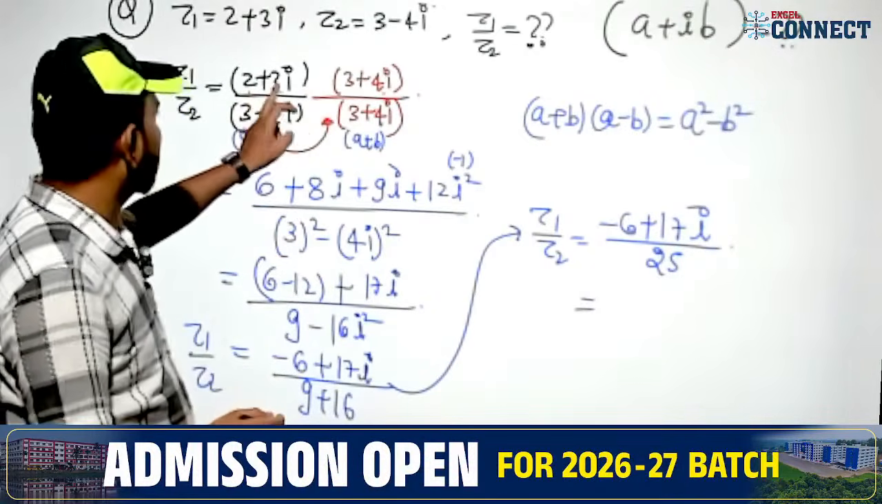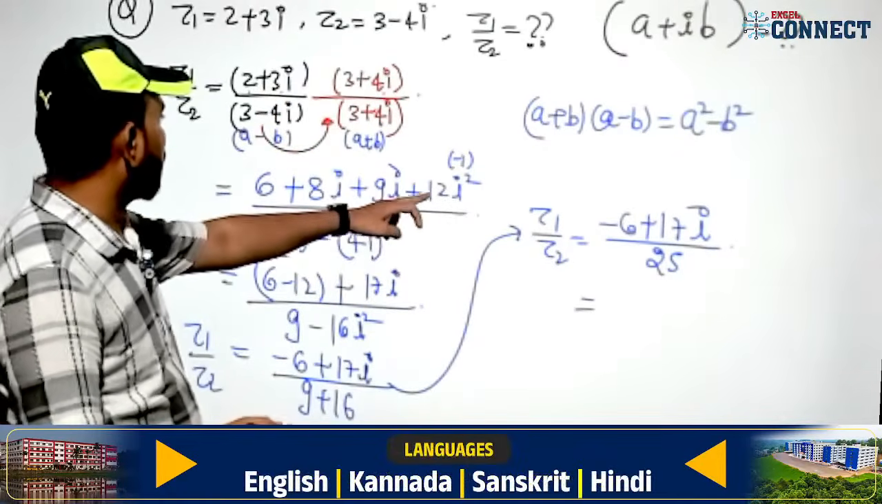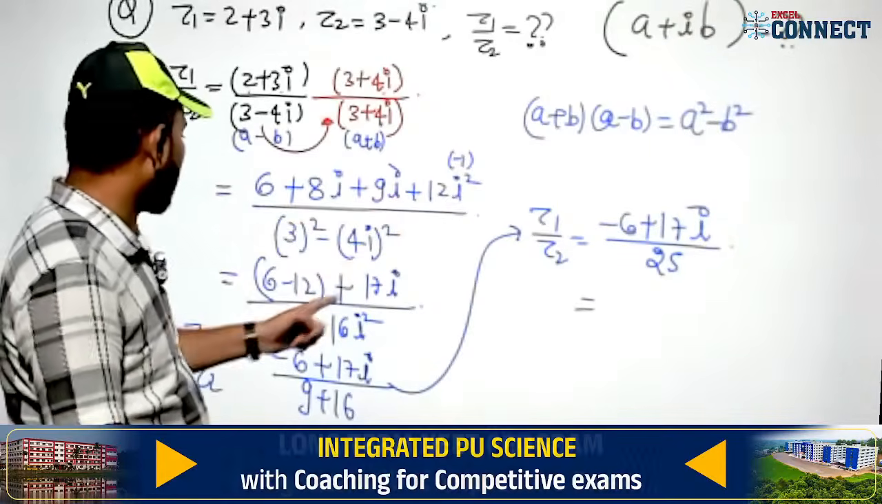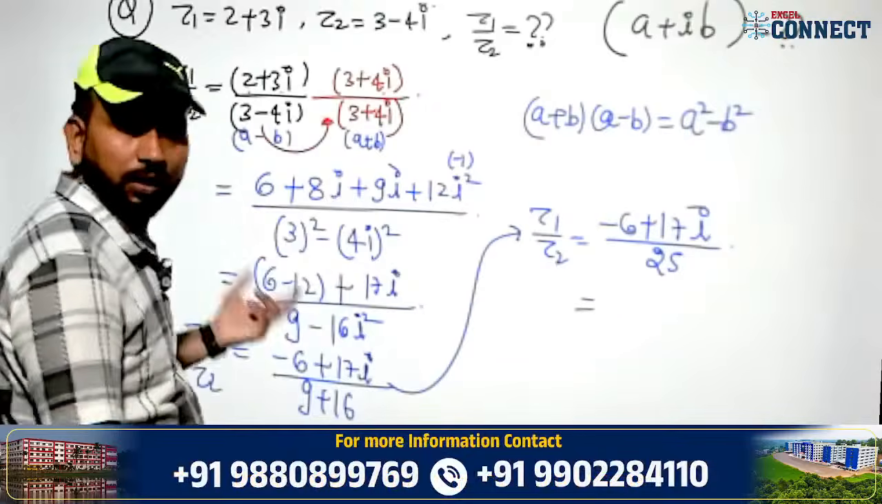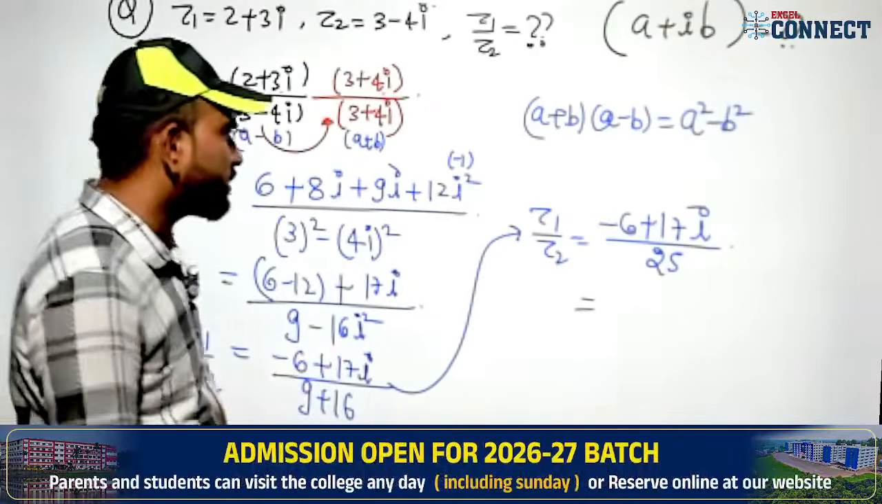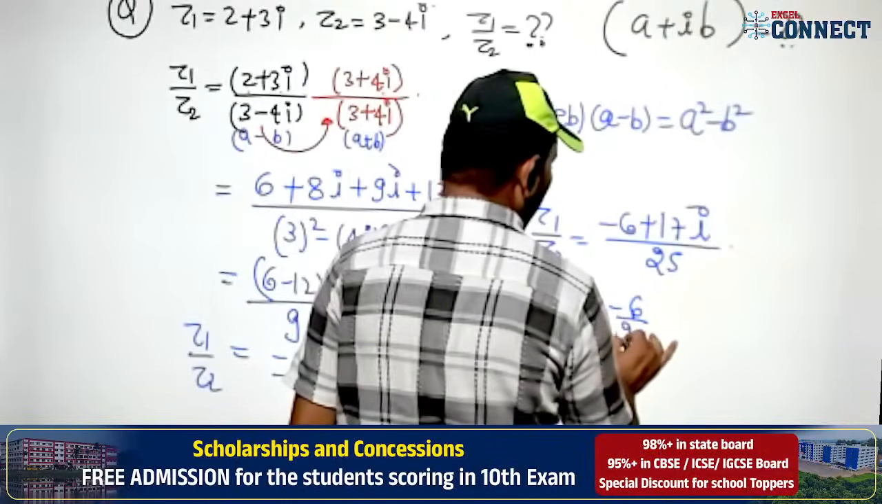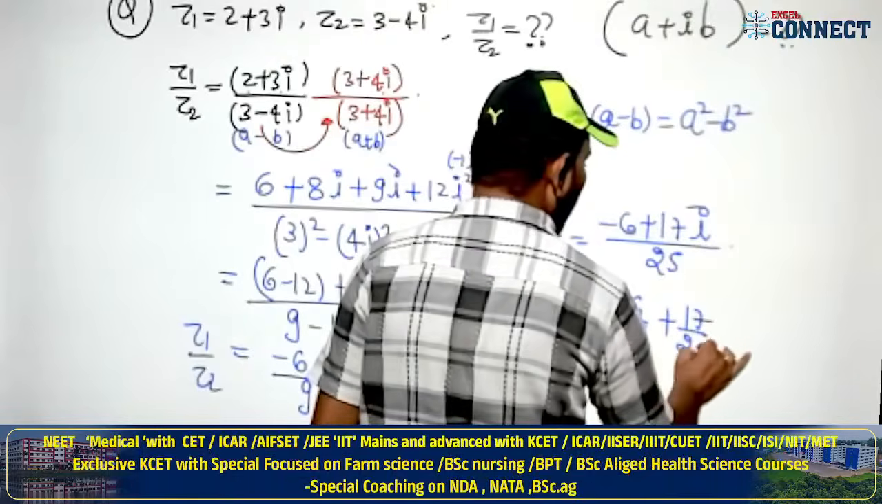Okay. This is 3 to 9 I. Okay, and 12 I. So I square, it is what? 18. I square minus 12. So what is this? Minus 6. Correct. 16, 17. Correct. I think correct. Yes. So you can say what is this? Minus 6 by 25 plus 17 by 25 iota.